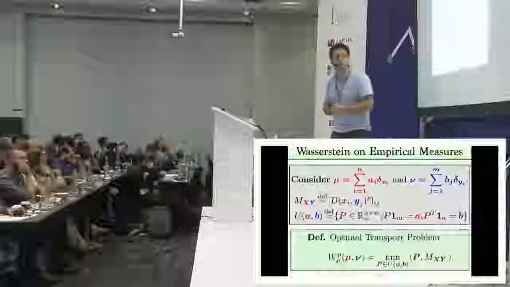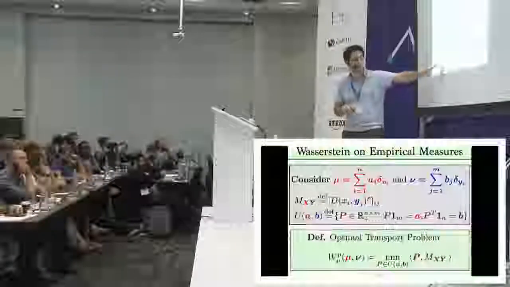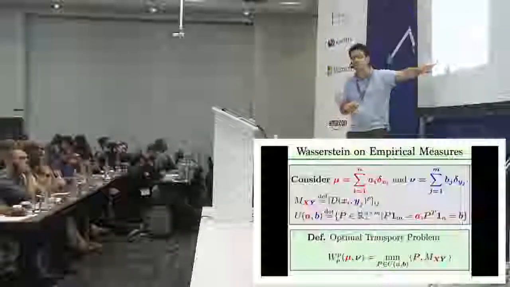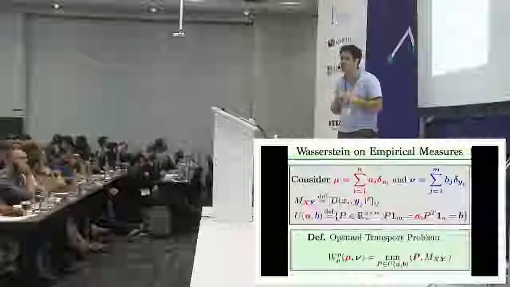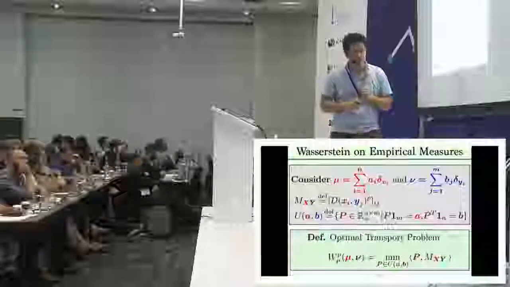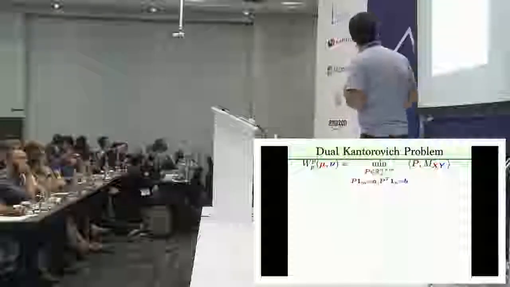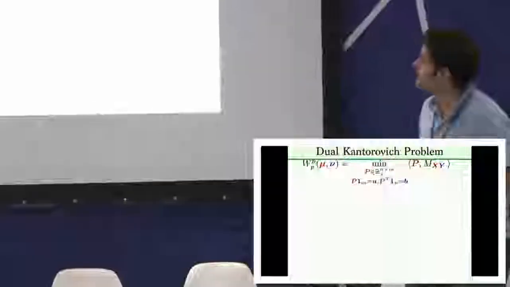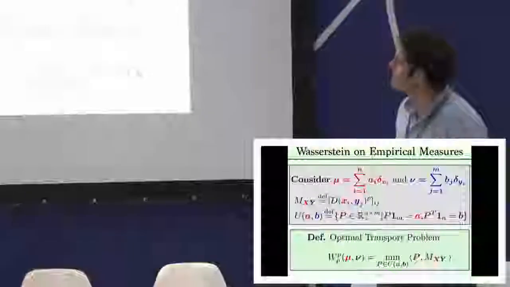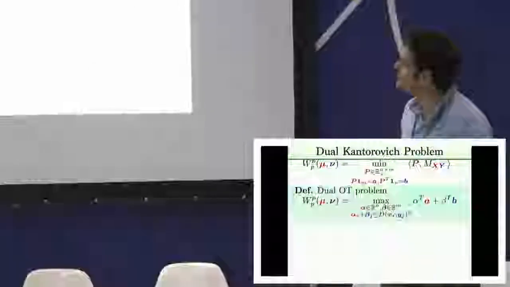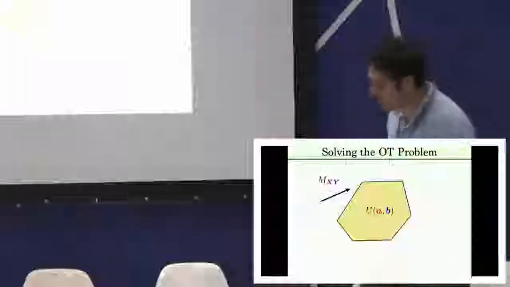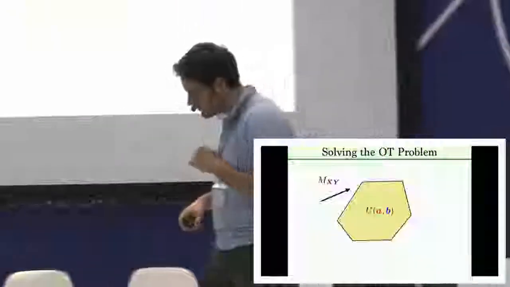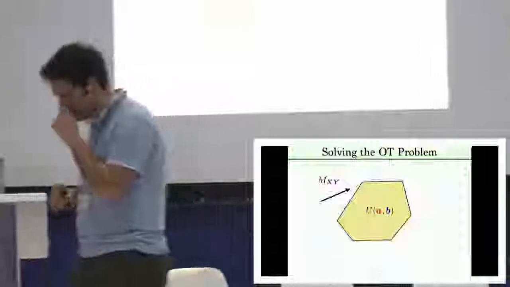Now the optimal transport problem, again, Kantorovich was the same thing, is the minimum of the dot product of this P matrix with the matrix of pairwise distances. So let me just try to, maybe I will skip the dual formulation because I may not be using it so much immediately. So let me just try to give you a geometric perspective of what's going on.